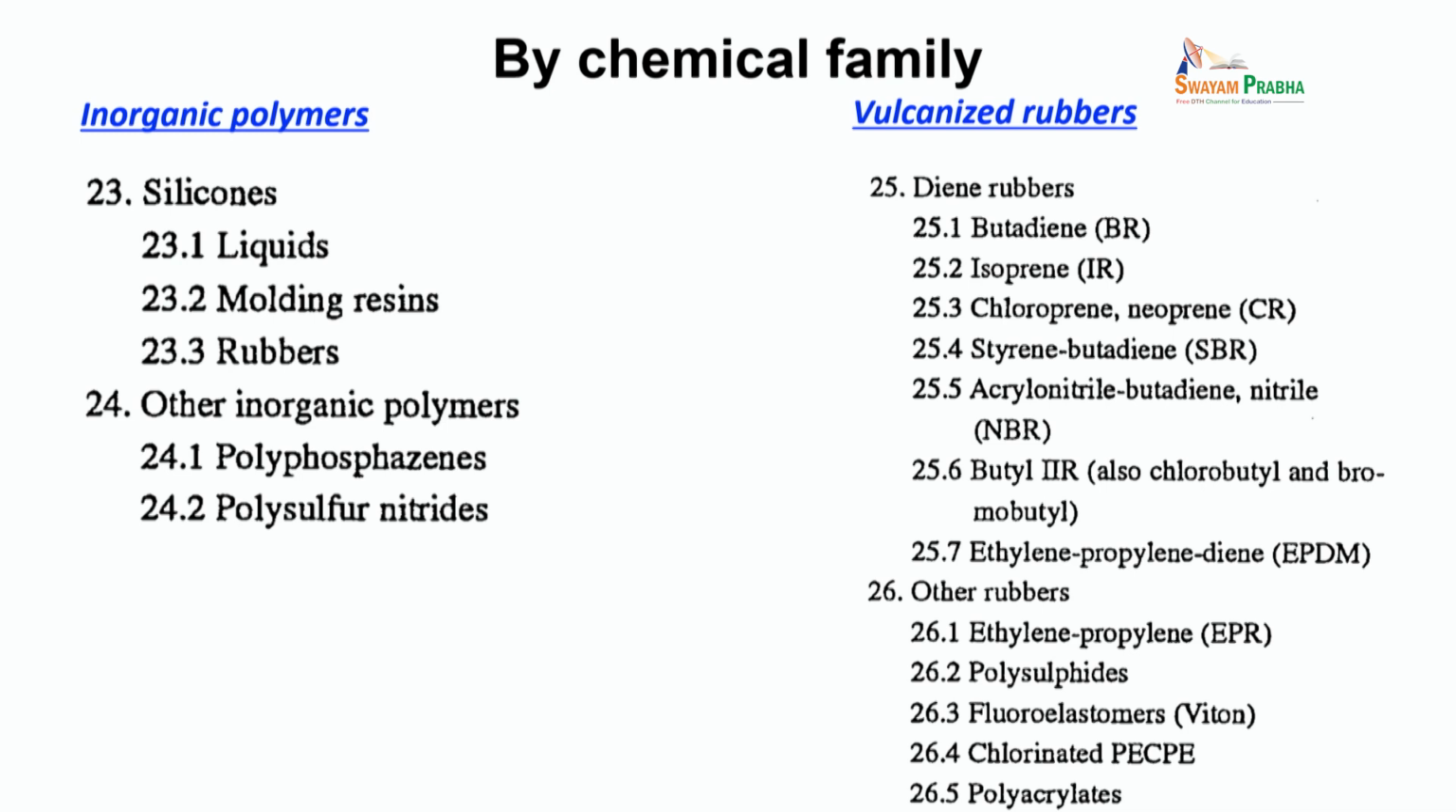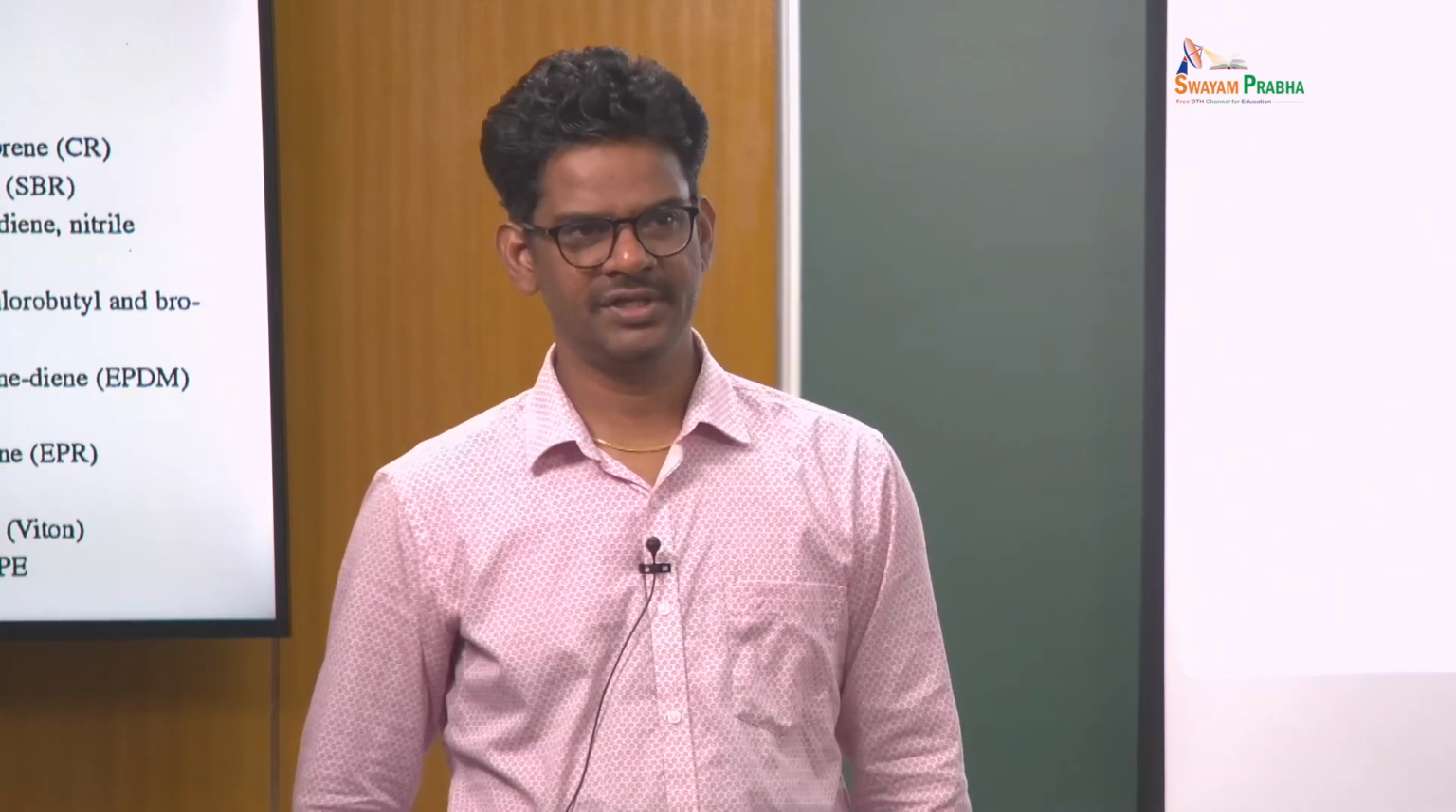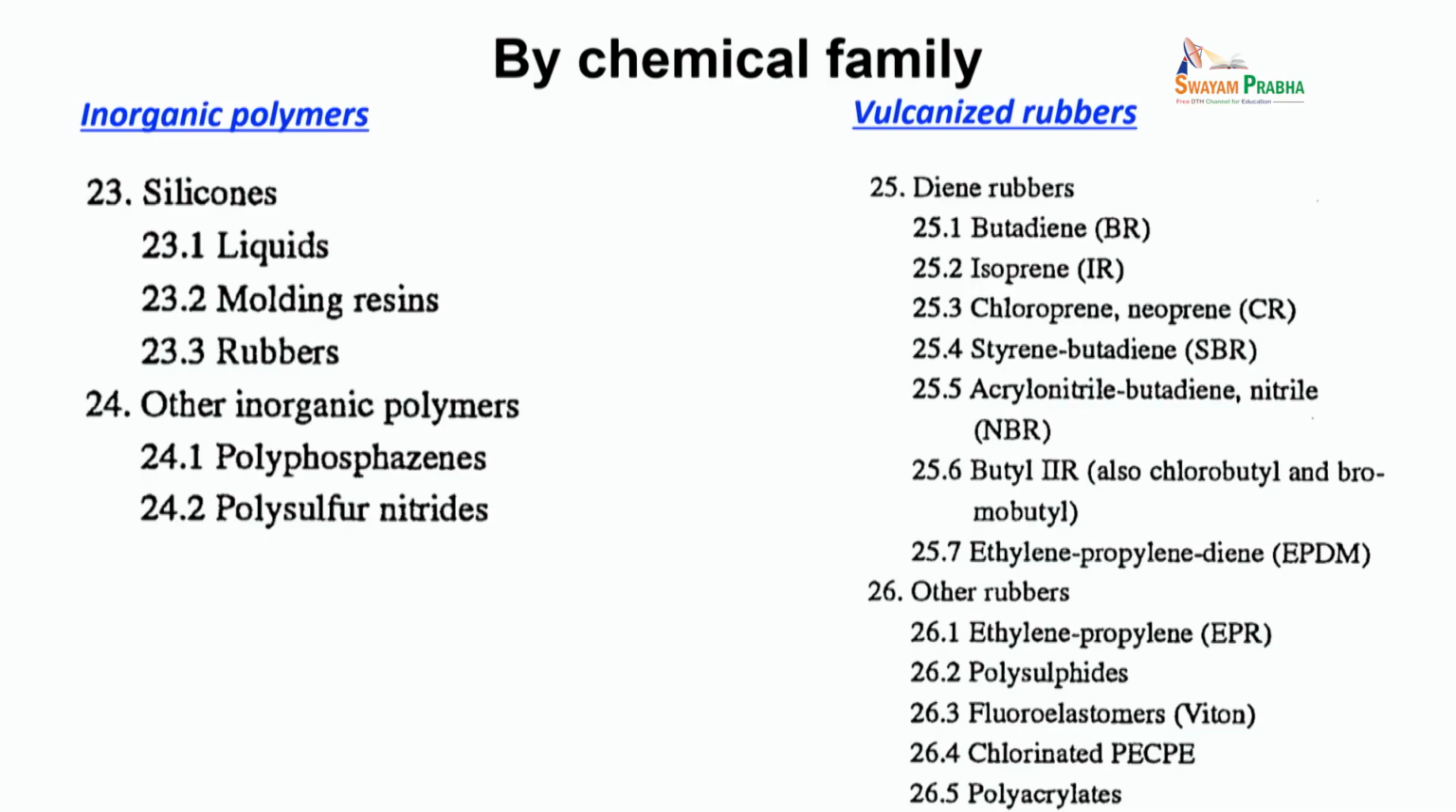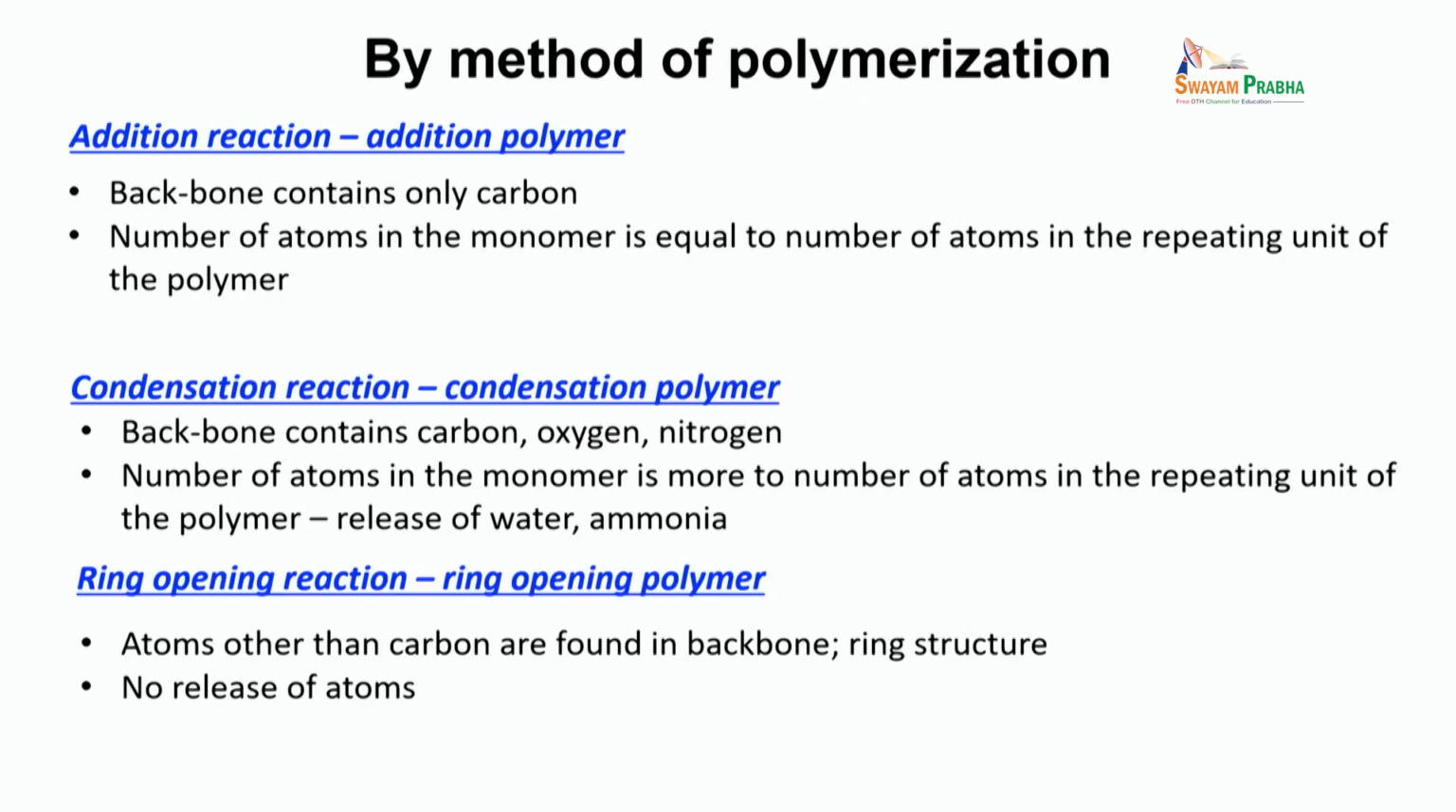Then we also have rubbers, various kinds of rubbers: butadiene, isoprene, which are all well known. There is also styrene butadiene, SBR, and you can see that a variety of combinations is possible which have rubbery properties. And then you also have inorganic polymers. Inorganic polymers include silicones, phosphazenes, and polysulfur nitrides. So it's not necessary that a polymer should be only carbon based. It can also be based on inorganic material. All right, now there are also other ways. So let's continue.